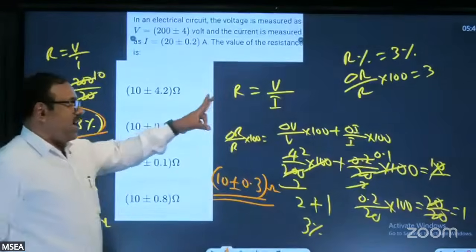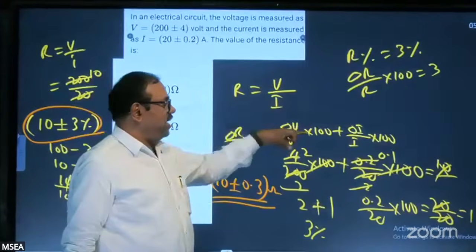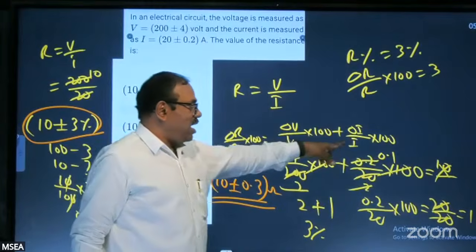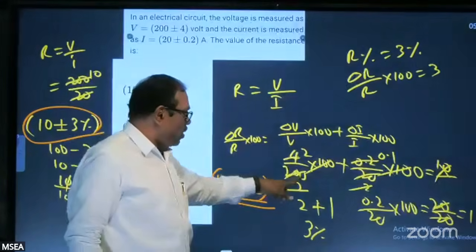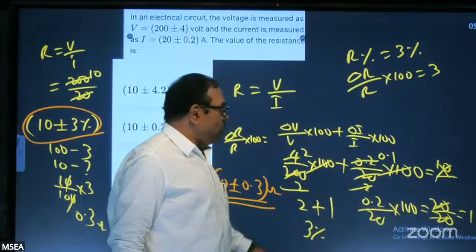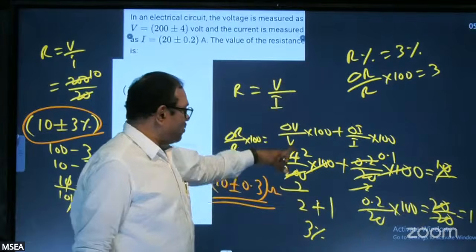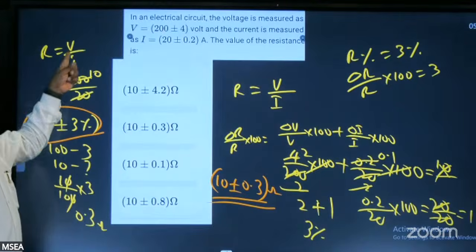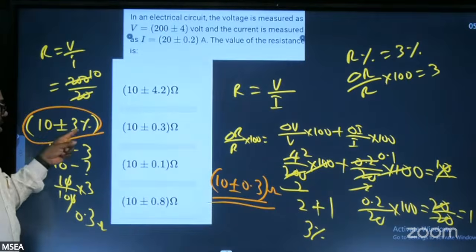Once again I repeat, look here, R is equal to V by I. While taking percentage, what do you have to take? Delta V by V into 100 plus delta I by I into 100, that is 1 into V percent plus 1 into I percent. What is the error in the voltage? 4 by 200 into 100. And what is the error in the current? 0.2 by 20 into 100, which is 20 by 20, that is 1. So 2 plus 1 is 3. This is in percentage. R is equal to V by I, 200 by 20, so the actual value of the resistance is 10 plus or minus 3.